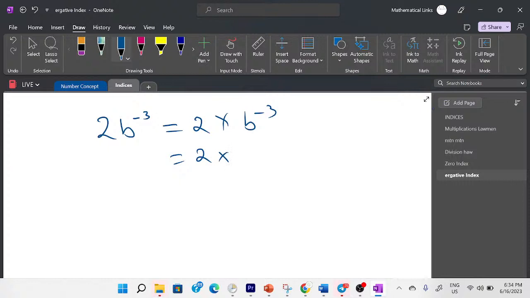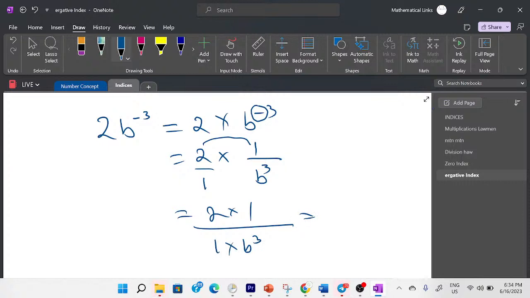So the first thing you need to do anytime you have a negative index is to write 1 out of, then the negative sign is gone, then you have b to the power of 3. Okay, then this 2 is like 2 over 1 now. Then you can multiply the numerators by saying 2 by 1 all over 1 by b to the power of 3, and that will be 2 by 1 is 2 over b to the power of 3. So that is what you need to do.